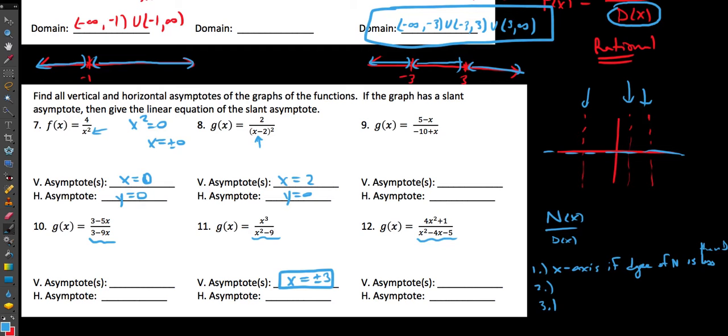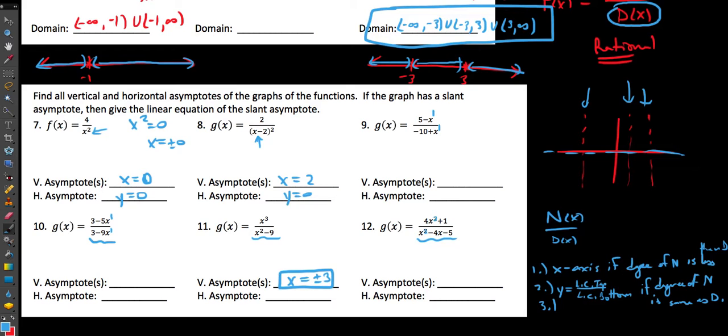So now, something like number 9 here, you'll notice that the degree of the top and the bottom are the same. Same thing on number 10, they are the same here. Even on number 12, they're the same on top and bottom. So we're going to say y equals the LC top over LC bottom. In other words, the leading coefficient of the top over the leading coefficient of the bottom, if the degree of n is the same as that of d.